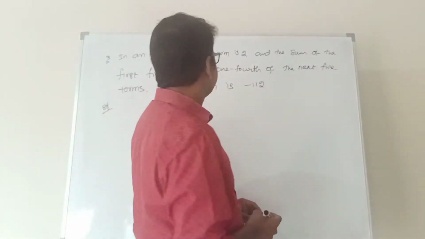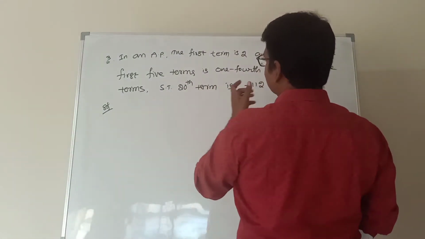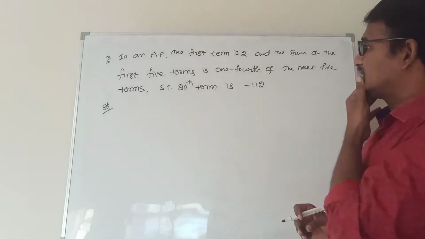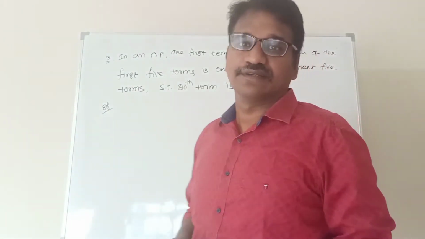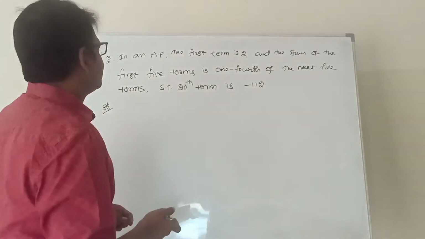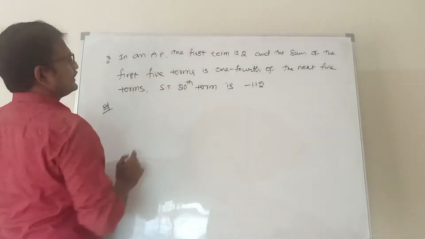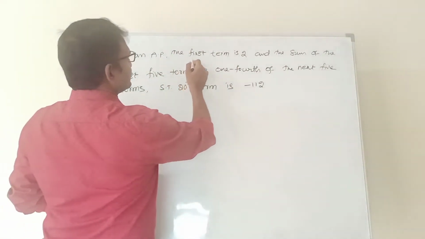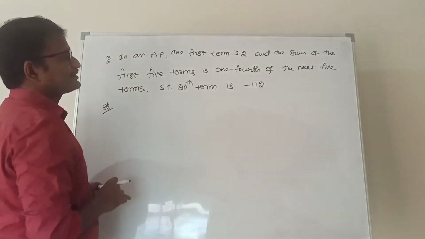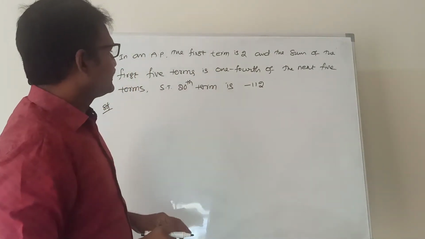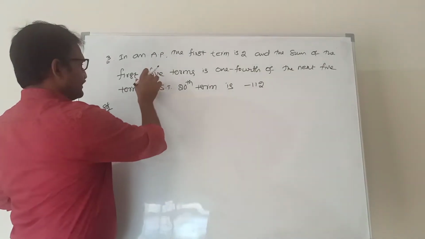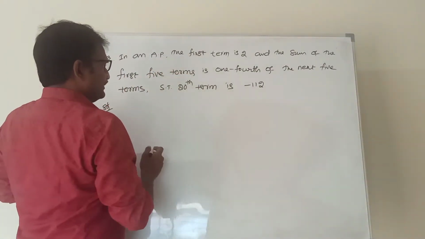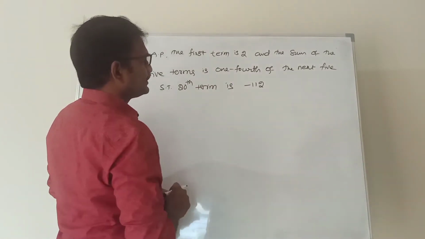The first term is 2 and the sum of the first 5 terms is 1/4 of the next 5 terms. Then show that the 20th term is minus 112. In this problem, see, in the question only the answer is given, in an AP, arithmetic progression. The first term is 2. The sum of the first 5 terms is equal to 1/4 of the next 5 terms.